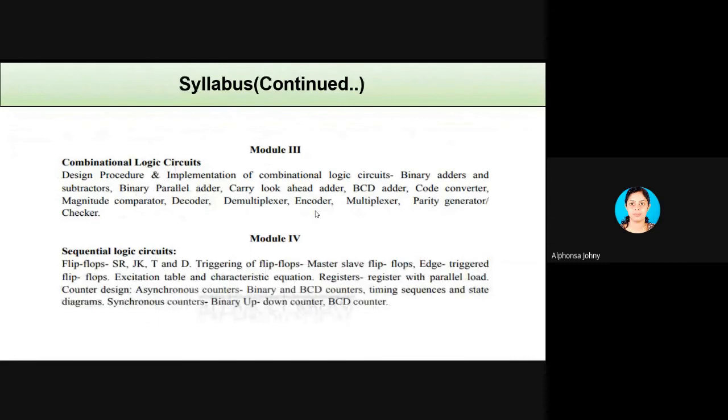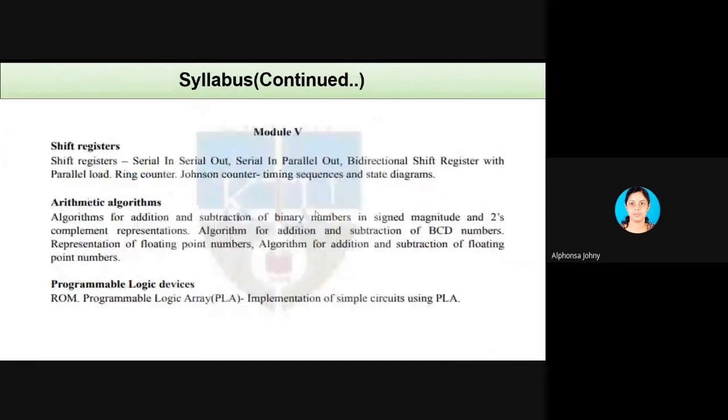Module 3 is about the combinational logic circuit and module 4 is about sequential logic circuit. In module 4, we will study about flip-flops, then different types of flip-flops, then BCD counters, etc. In module 5, the concentration is given to shift registers, arithmetic algorithm, and finally, we will study about ROM, then PLAs, that is programmable logic, etc.